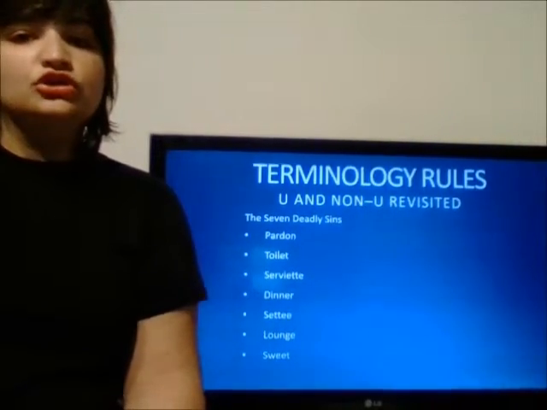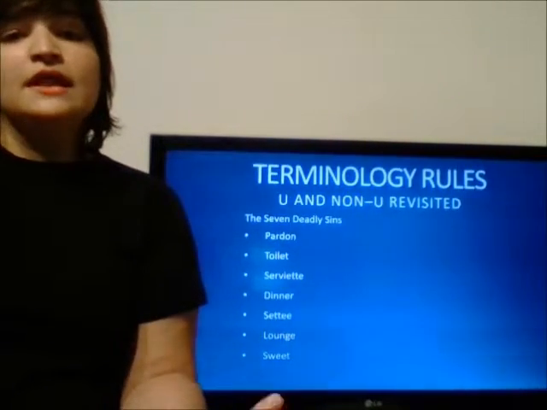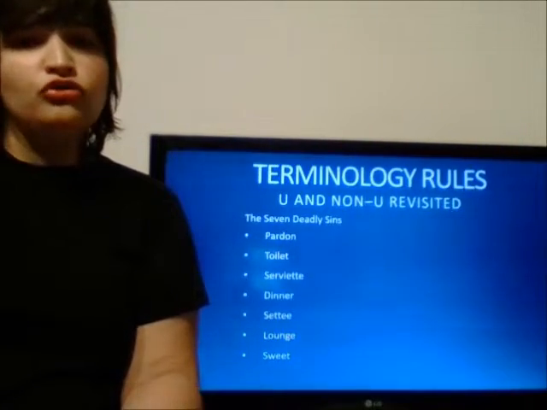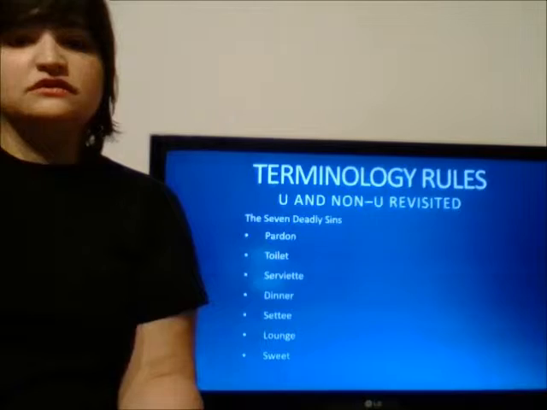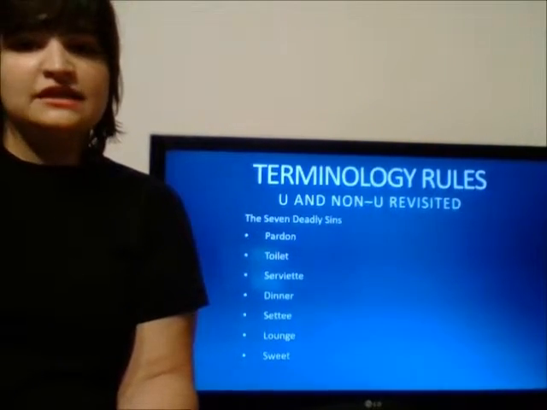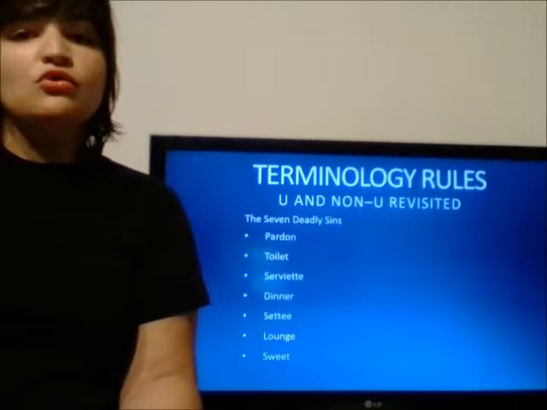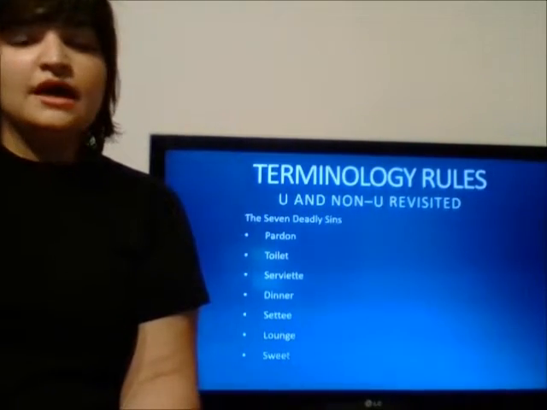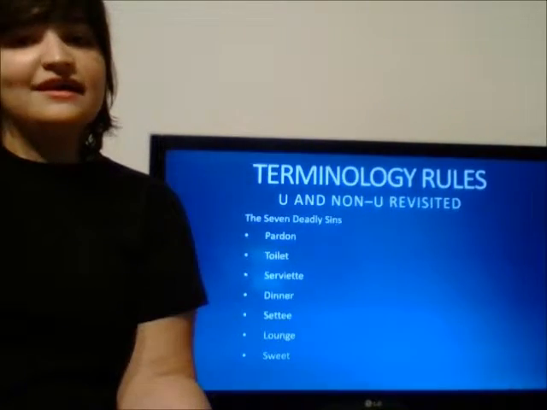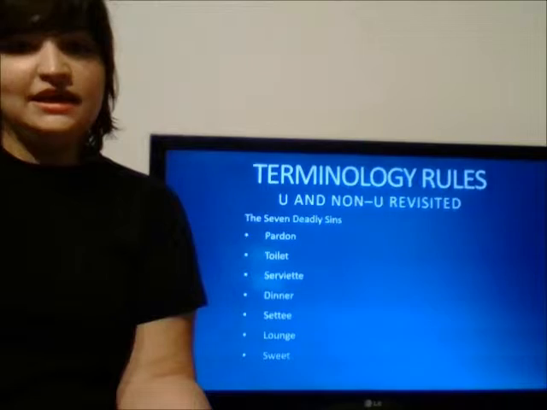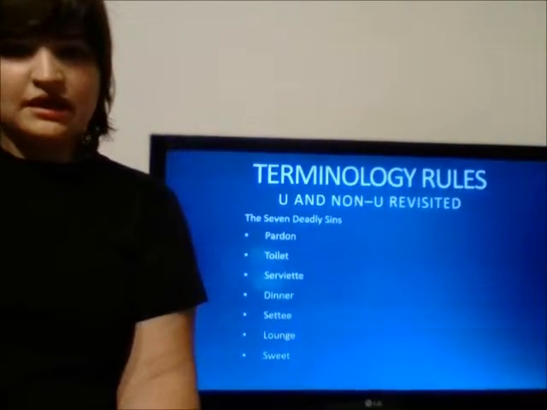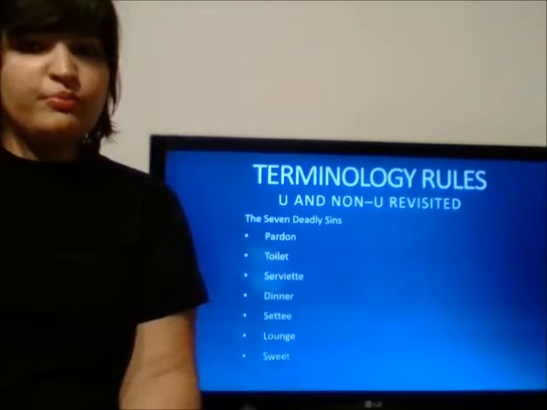So here we have U and non-U revisited. U stands for the upper class, non-U stands for all the other classes. Here we have the seven deadly sins for someone who wants to sound like upper class. If they choose to use one of these words, they will most definitely be labeled as non-U. So we're going to start with the word pardon.